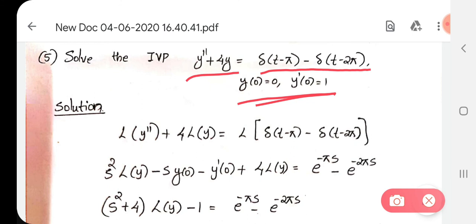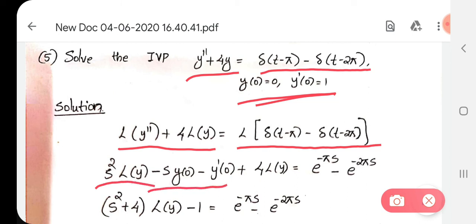For solving this, we take the Laplace transform on both sides. L of y double dash plus 4 into L of y equal to L of delta t minus pi minus delta t minus 2 pi. L of y double dash is s square into L of y minus s into y of 0 minus y dash 0, plus 4 into L of y equal to L of delta t minus pi, which is e raised to minus pi s, because here a is pi, so L of delta t minus a is e raised to minus a s. Minus L of delta t minus 2 pi is e raised to minus 2 pi s, here a is 2 pi.